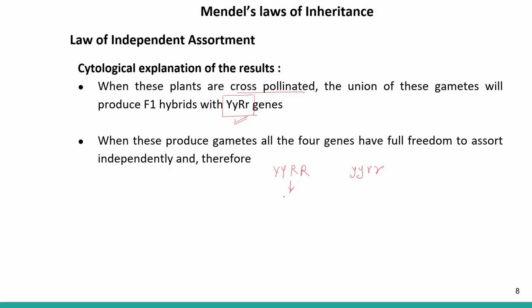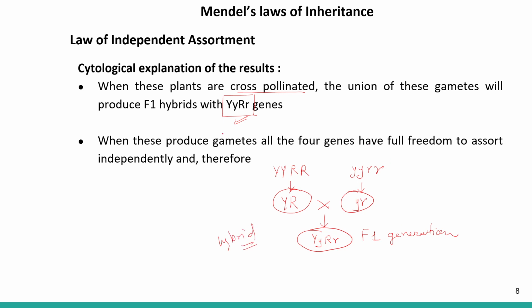So one parent will produce capital Y, capital R type of gametes, and in the other case we will get small y, small r type of gametes. When these gametes fuse, they produce capital Y, small y, capital R, small r type of plant. So that is the F1 generation, and this is the hybrid plant.